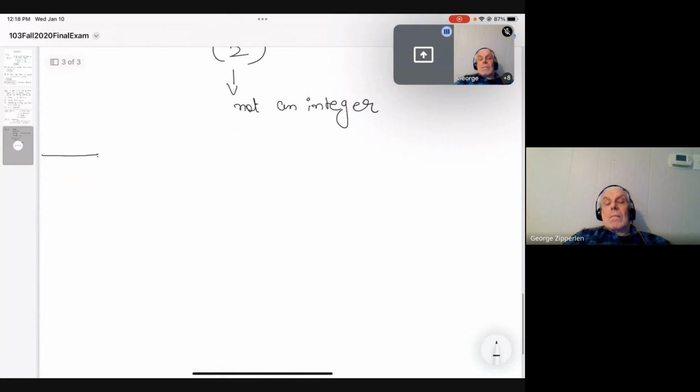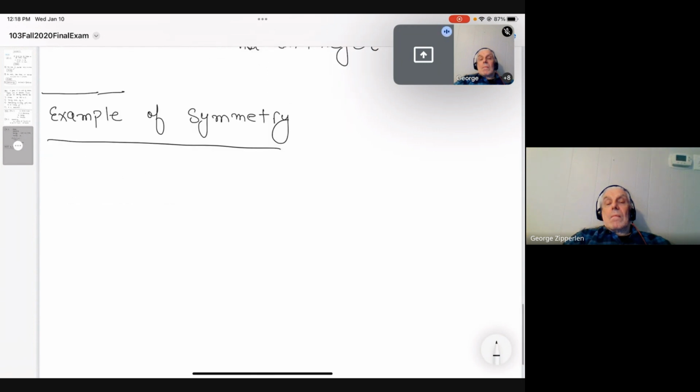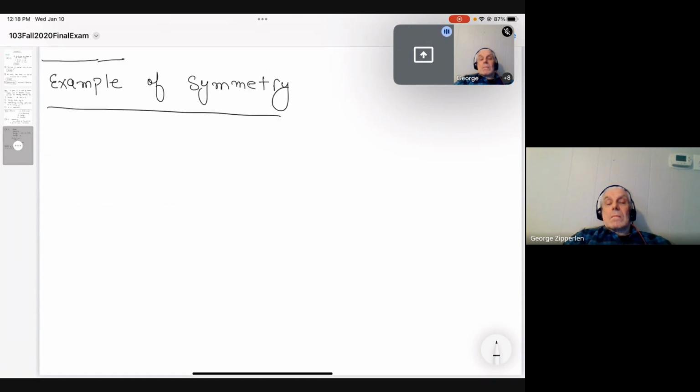Let's see another example of groups. It's symmetry. So it's symmetries of a triangle. Okay, so this is actually quite nice. So let's say I have a triangle, and let me label the vertices 1, 2, and 3.